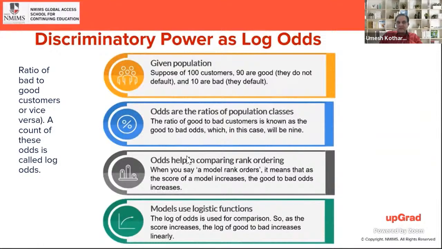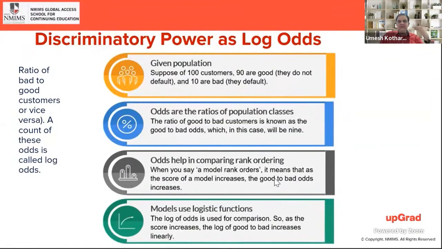What is your ratio? The ratio of good to bad and the bad to good will be the same. It's just that the way you present it is different. So if you were to talk about good to bad odds, it will be 9. If you want to talk about bad to good odds, it will be 1. Odds help in comparing rank orders.